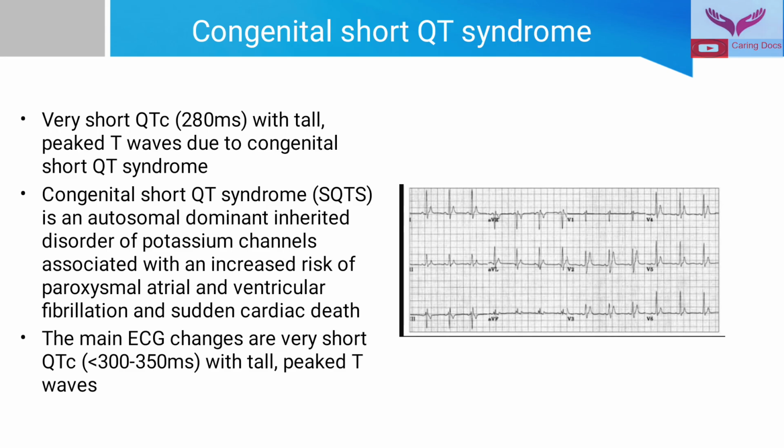Congenital short QT syndrome: here we can see a very short QTc, that is 280 milliseconds, with tall peaked T waves. This congenital short QT syndrome is an autosomal dominant inherited disorder of the potassium channel associated with increased risk of paroxysmal atrial and ventricular fibrillation, and sudden cardiac death. The main ECG changes are a very short QTc in the range of 300 to 350 milliseconds with tall peaked T waves.